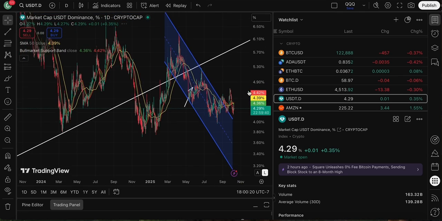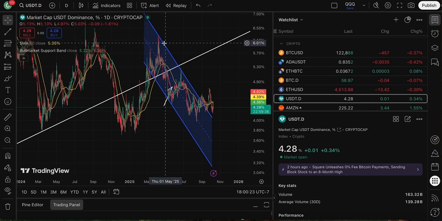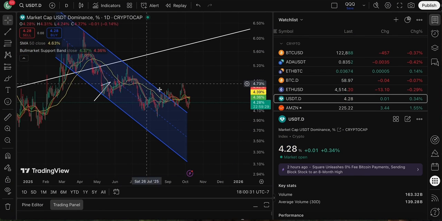I'm going to zoom out again. This is the daily chart. We can clearly see USDT dominance is in a clear downtrend. I actually drew this channel, broke out of the channel, but right now we're still clearly in a downtrend.